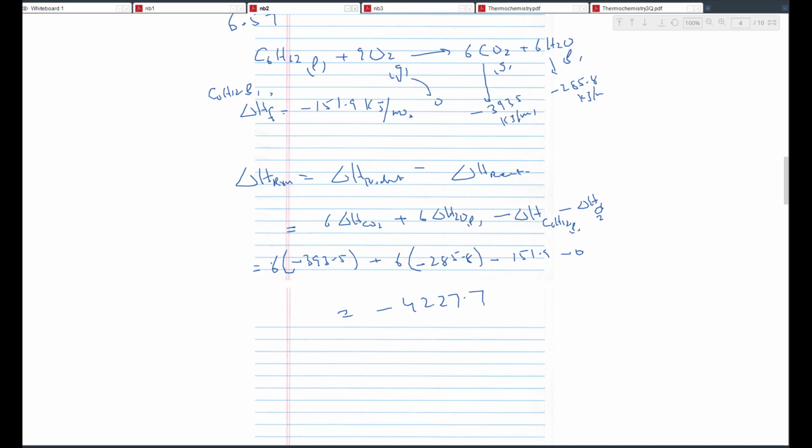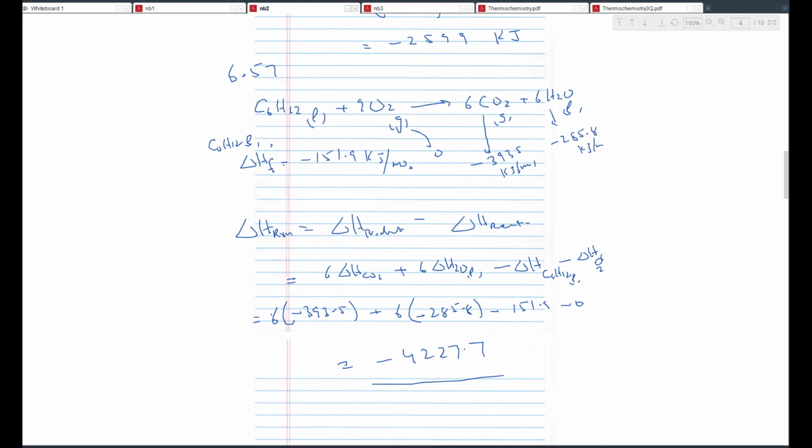Let me double check. Maybe I am wrong. 6 times minus 393.5 plus 6 times minus 285.8 minus 151.9. My answer is this much. Can you double check? Maybe I am wrong. Yeah, the book is saying negative 3924.